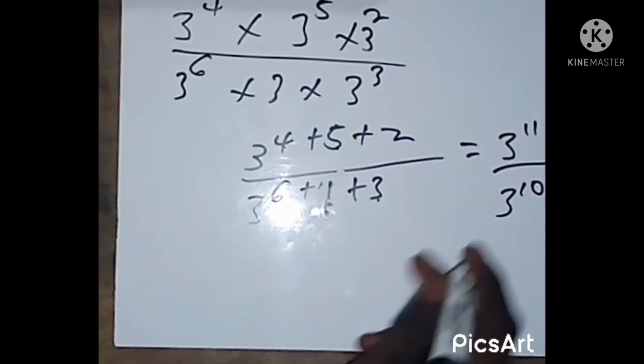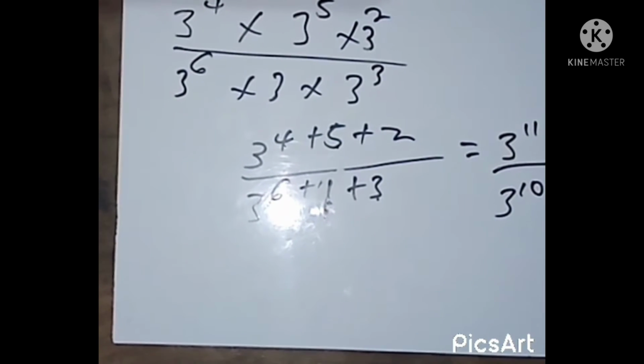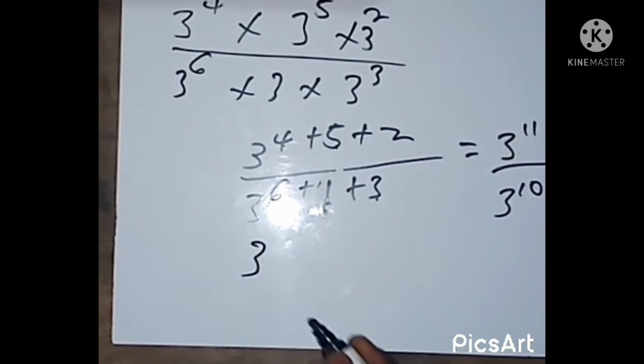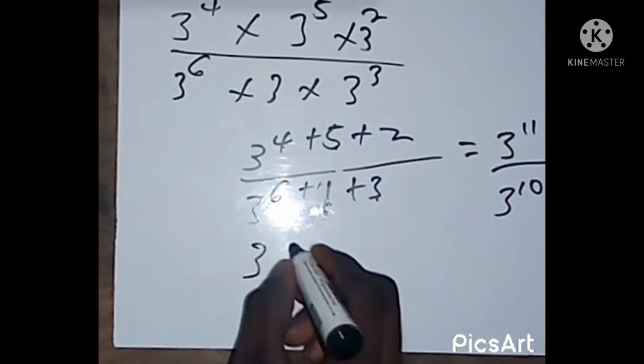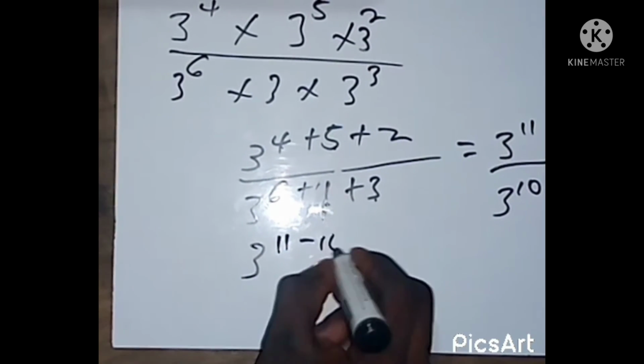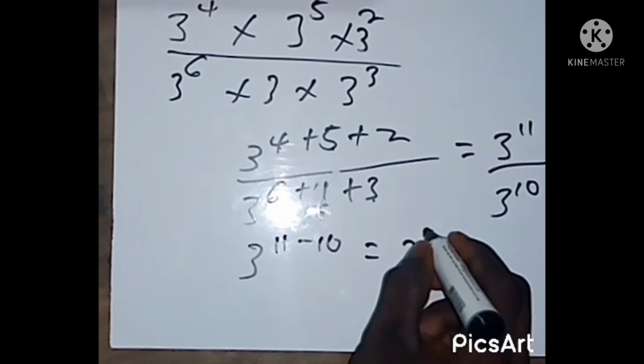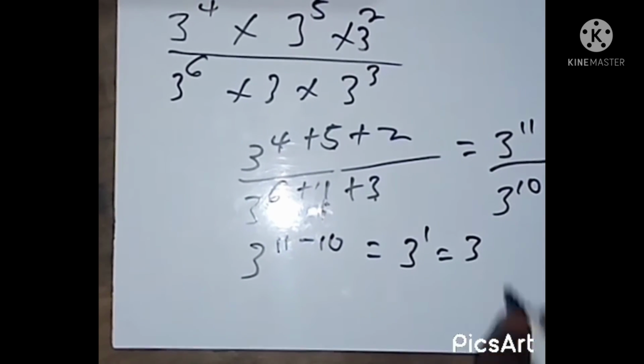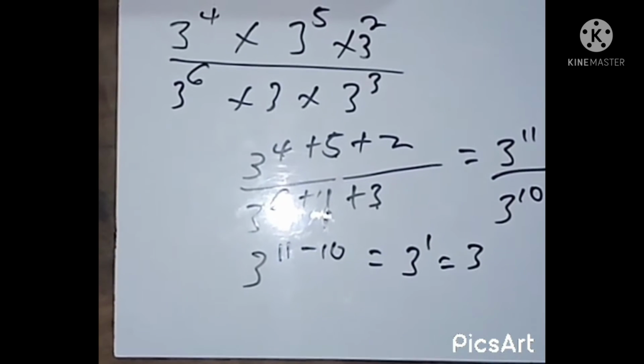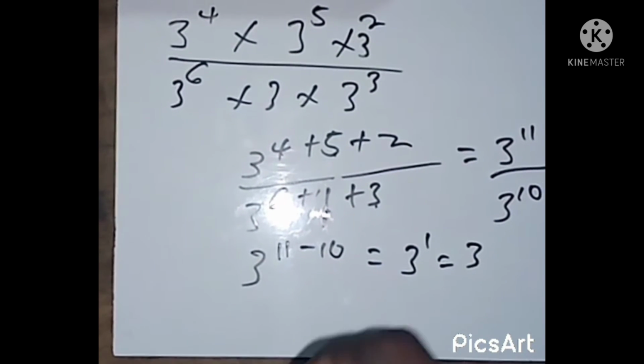And here the bases are the same, it is dividing, so we take one of the base, which is 3, then subtract the exponent, 11 minus 10, which will give us 3 exponent 1, and the same thing equals 3. Now this is the final part of the question.